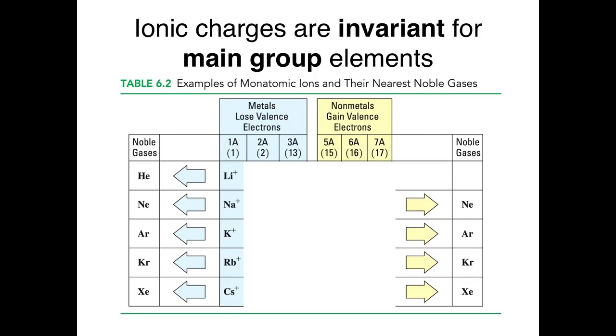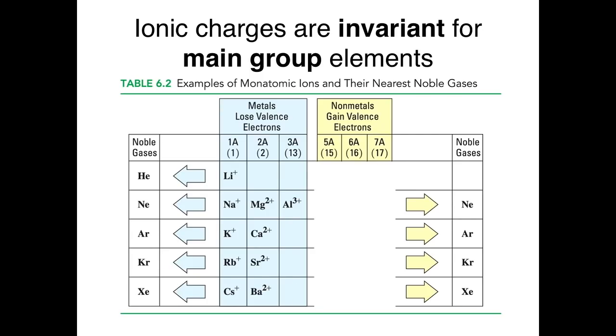Whereas in group 2A, now you have 2 valence electrons that you need to lose, so you will have a positive 2 charge. Again, magnesium will lose 2 electrons to look like neon. Calcium will lose 2 electrons to look like argon, so on and so forth again. What about group 3A then? If you're in group 3A, you are going to lose 3 electrons.